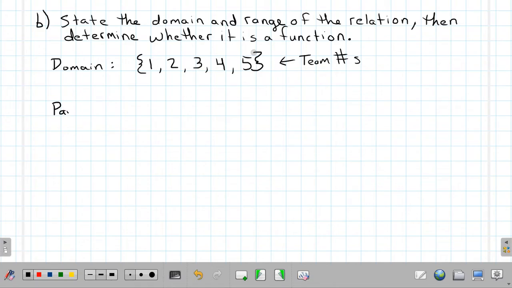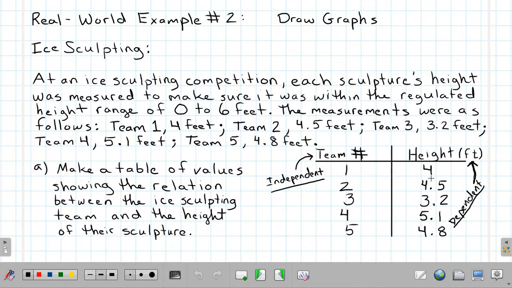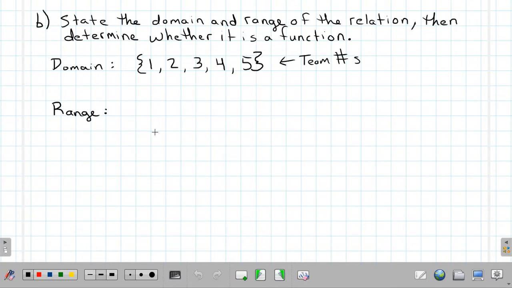On the other hand, for the range, okay, it's going to be the other column. So if we go back and look, that's just the heights of all the sculptures, okay? So we have a height of 4, a height of 4.5, a height of 3.2, a height of 5.1, and a height of 4.8. So in this case, once again, domain and range have to be in braces. So let me get it on my paper here, because once again, that's the difficulty of having something on different pages here, okay?